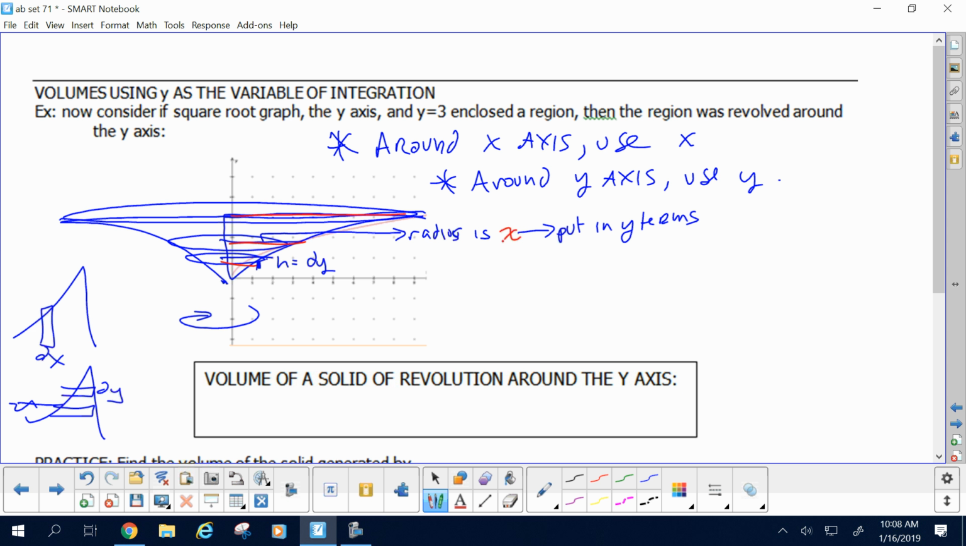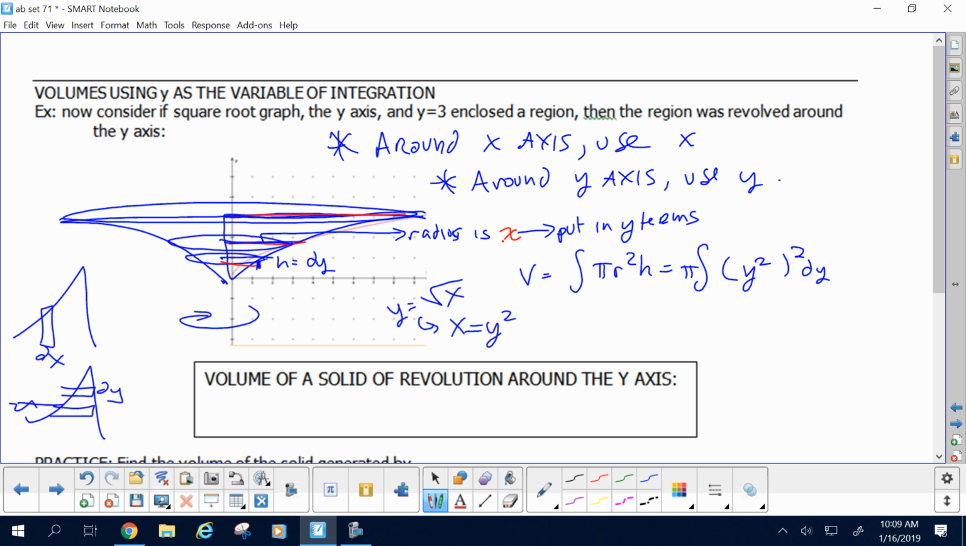So here's the deal. The volume is still going to be the sum of many cylinders, like before. But in this case, instead of the height being dx, it's dy. Now, the radius is just really whatever x is, but what is x? If y equals the square root of x, then x is y squared.